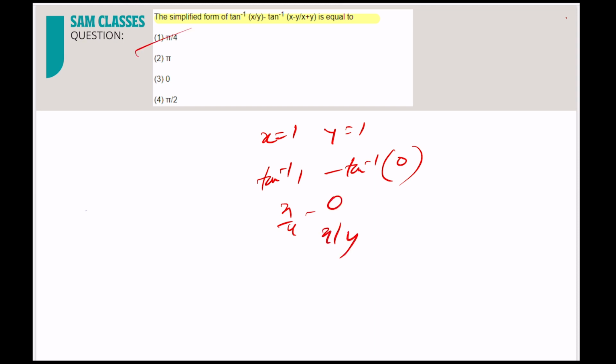That's it. So why do you need to solve it? You can directly substitute in the options without studying anything. Just minimum basic class 10th knowledge is more than enough.